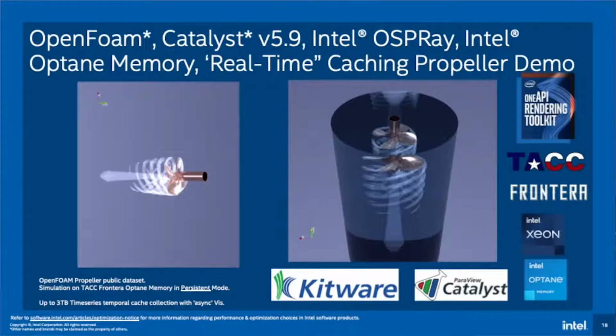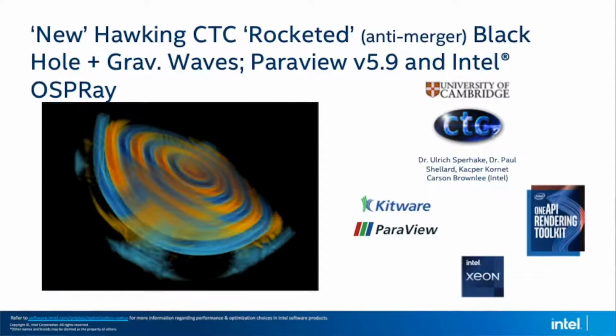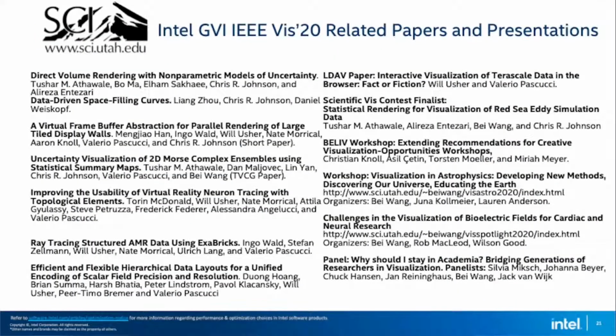Last but not least, and literally hot off the presses, we'll be showing the latest in black hole and gravitational wave theory, showing that some black hole collisions don't result in a merger, but they bounce off each other and accelerate away like rockets. Okay, my time's running short, so I'll quickly wrap up.